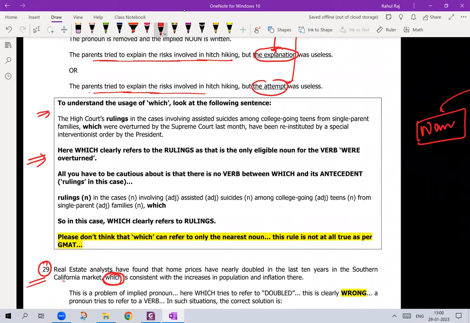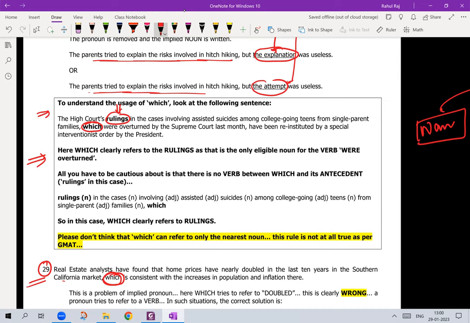What is the sentence trying to say? It says that the High Court rulings in the case involving assisted suicide among college-going teens from a single parent family, which were overturned. You 100% know that it is only rulings that can be overturned. So now when you have found that which is going back to rulings, your next job is to check, is there any verb in between or not? Simple. There is no verb in between, it means the ruling reference is 100% right.